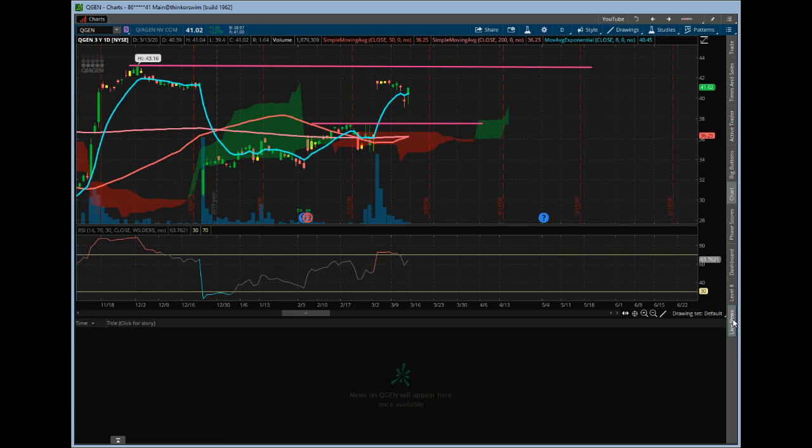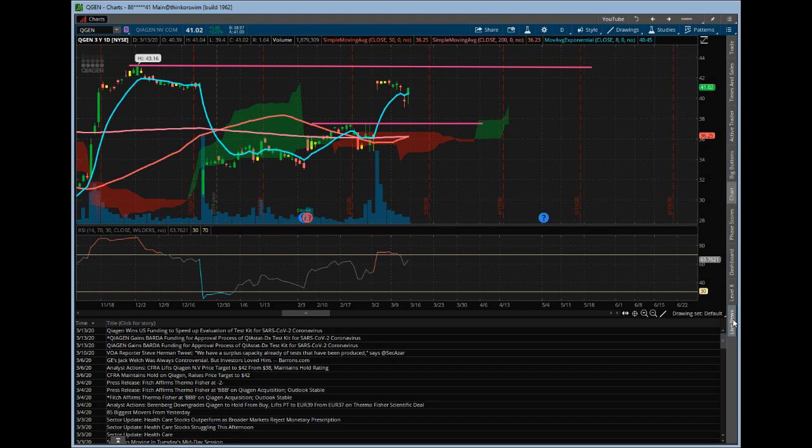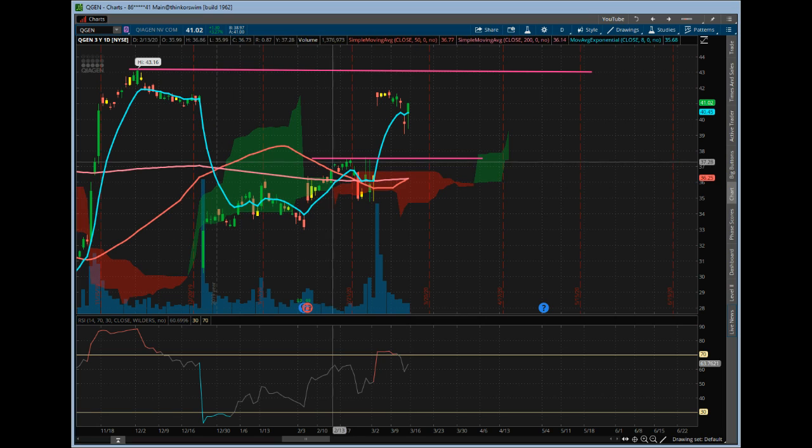I'm not sure if they have any other crazy news coming out, but it could be an interesting play right here. Wins funding to speed up the evaluation of test kit. So this is a test kit play, so that could be one to look at for sure. Good stuff. And then BJ.